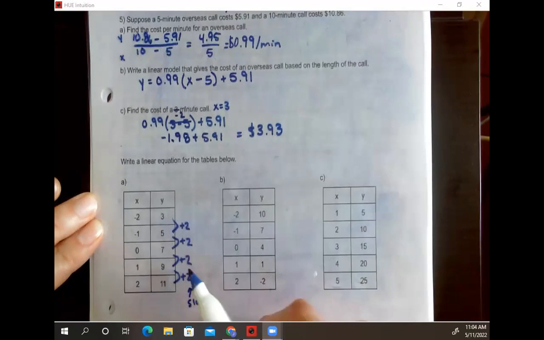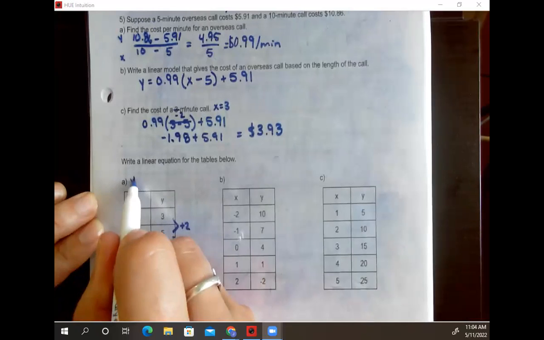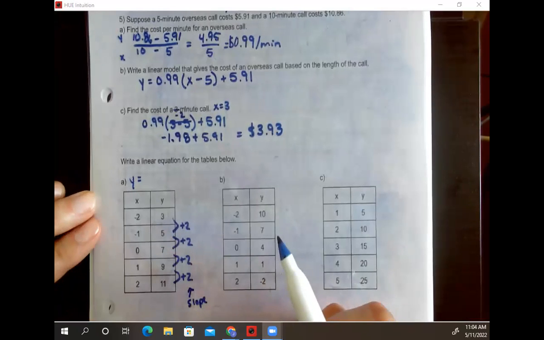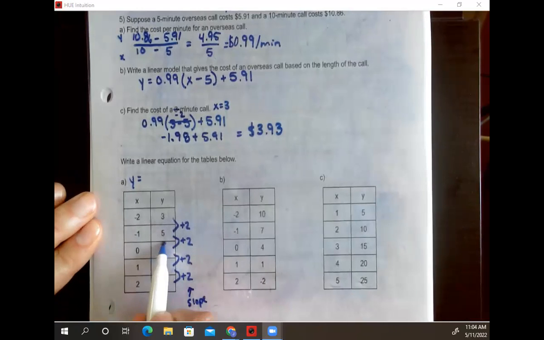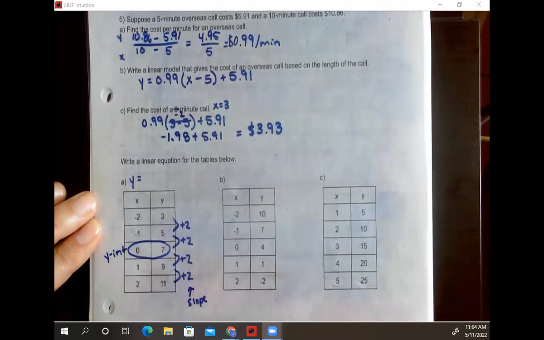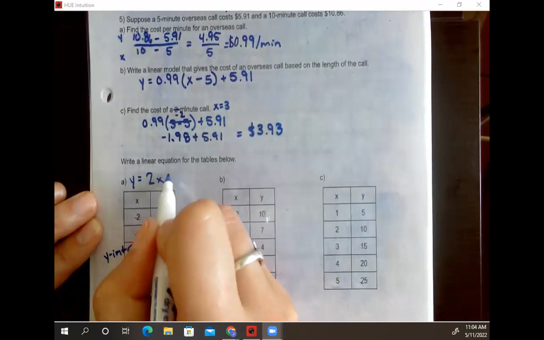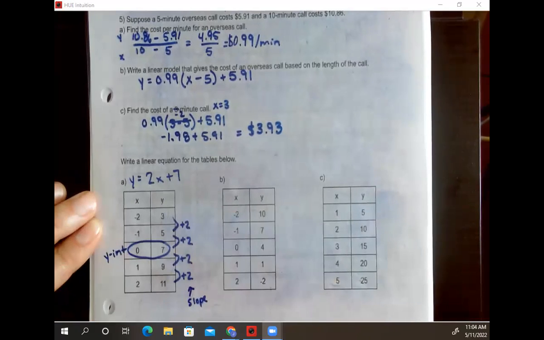Okay. So for my linear equation here, I could write point slope if I wanted. Since we've got the y-intercept here, I'm going to go ahead and write slope-intercept. So this would be y equals 2x plus 7. I had the y-intercept in my table, so I wrote slope-intercept for it. You could always choose to write point slope instead if you wanted, based on any of the points in your table.